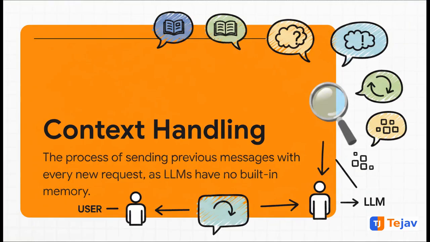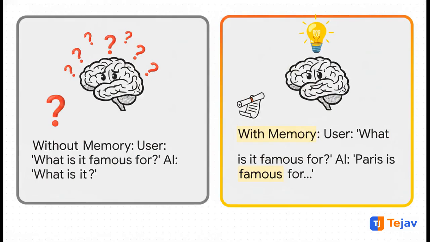Okay, so here's a mind-blowing fact. Large language models are completely stateless. That's a fancy way of saying they have absolutely no memory. Zero. Every single time you send a message, it's like it's meeting you for the very first time. So to get around this, we have to manually stuff the recent chat history into every single request we send it.